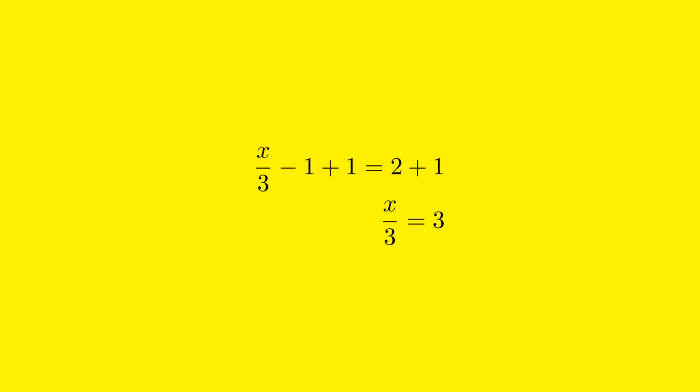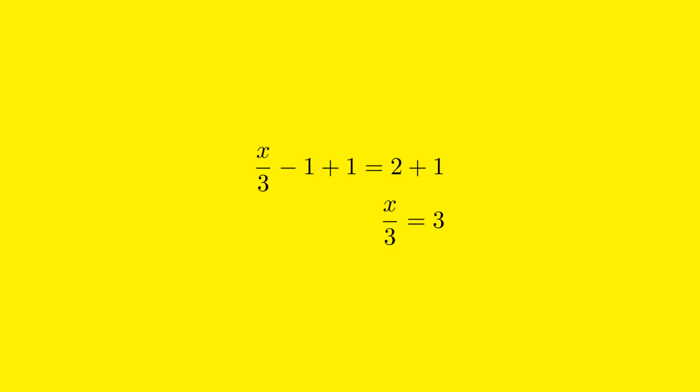Step 1. To solve the equation x divided by 3 minus 1 equals 2, the first thing we want to do is get rid of the minus 1 that is subtracted from x divided by 3. In order to do this, we need to isolate the term with the variable x on one side of the equation. To achieve this, we can add 1 to both sides of the equation.